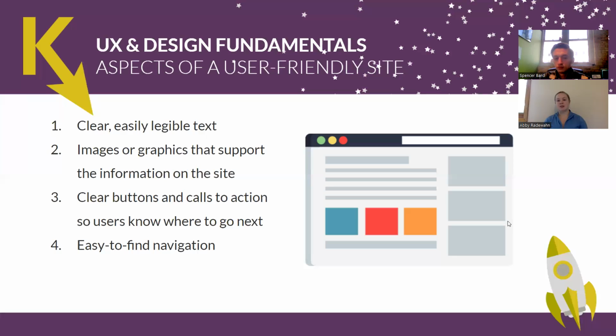Finally, easy to find navigation. We want to make sure that the menu is either across the top or in that top right-hand corner, because that's where users are most likely to look for it, and where they're going to expect to find it. As users engage with our site, they should be able to go back and forth from where they've been and really know where they're at.